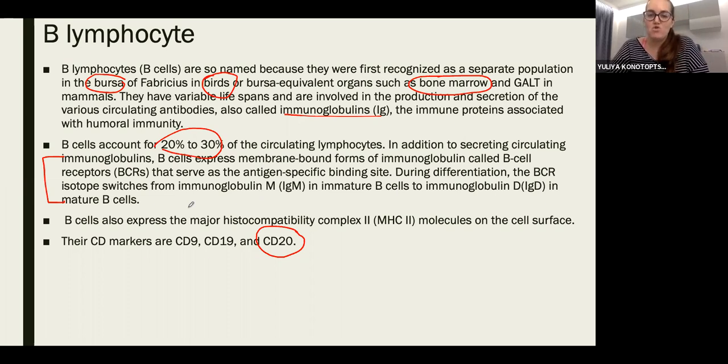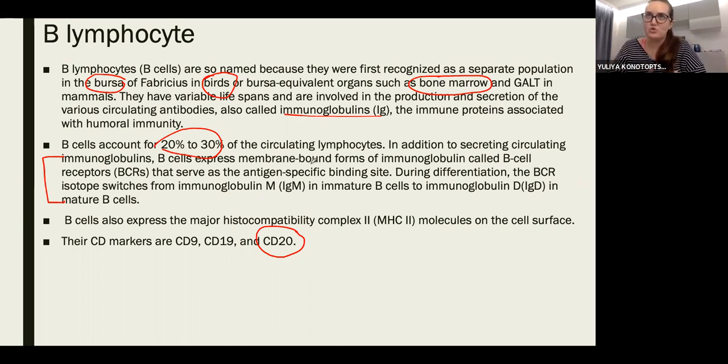So immunoglobulin, right, antibody. Whenever I tell you antibody, you're always thinking that it is free. It's just within your blood, just flowing there. It's free. It's not bound to anything, right? But some antibodies are bound, and they are bound to B lymphocytes specifically. So some antibodies are not free, they are bound to B lymphocytes.